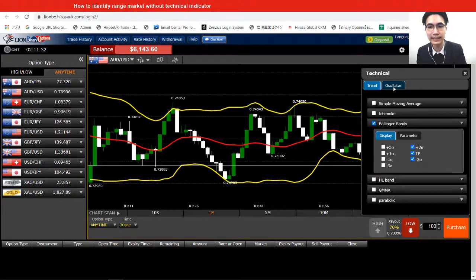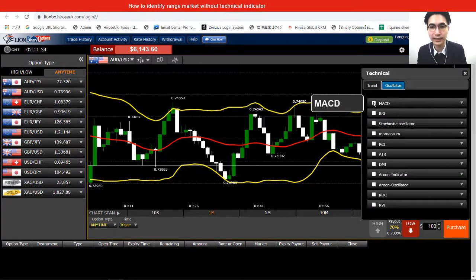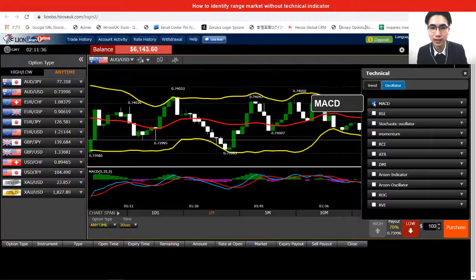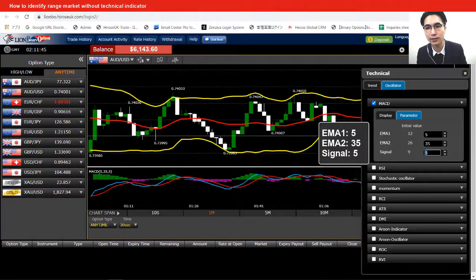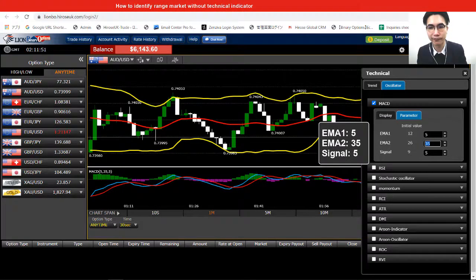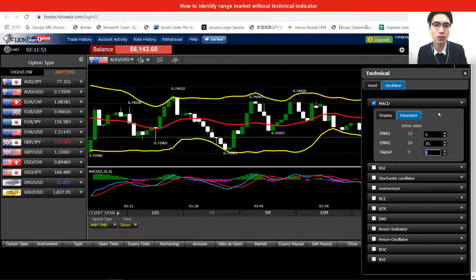Next we'll go to oscillator. So put a tick on MACD. Okay, so open the drop down for MACD. So now the parameter we're using is 5, 35, and 5. So EMA1 is 5, EMA2 is 35, signal is 5. So now the indicators are all set, and we can close the window.